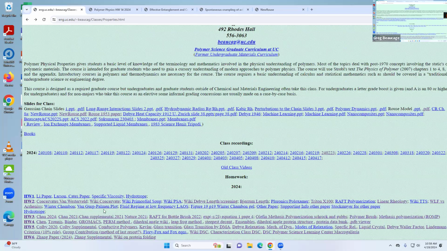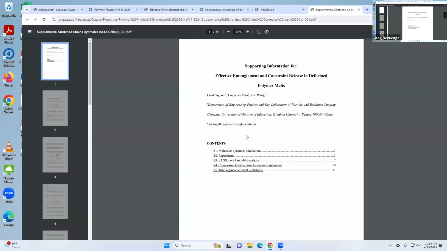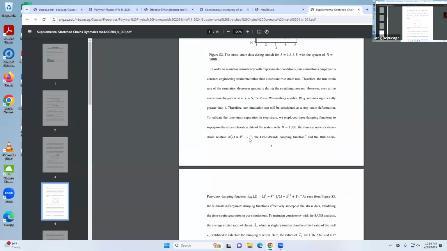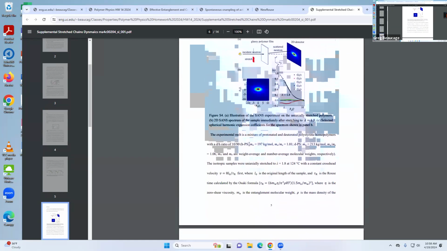Here, let me find that. Supplemental. So I think he shows it in here. It's a 2D pattern that shows, see, some orientation. So this sample's been frozen. He explains in here what he does.